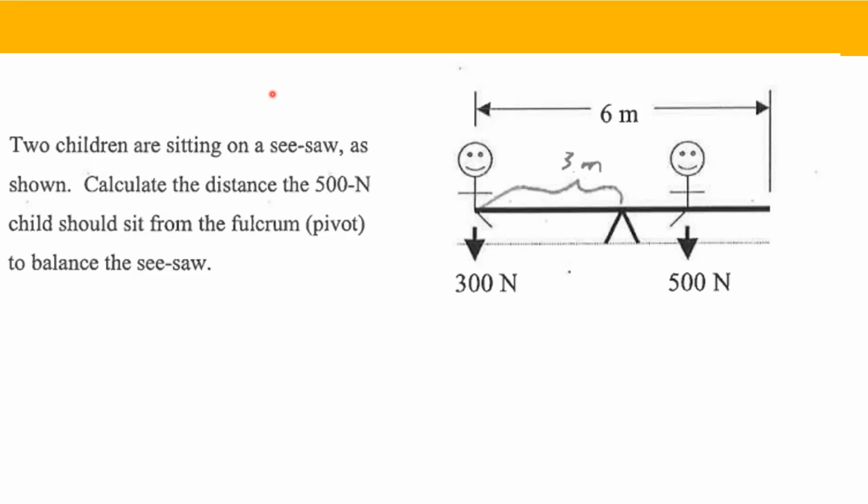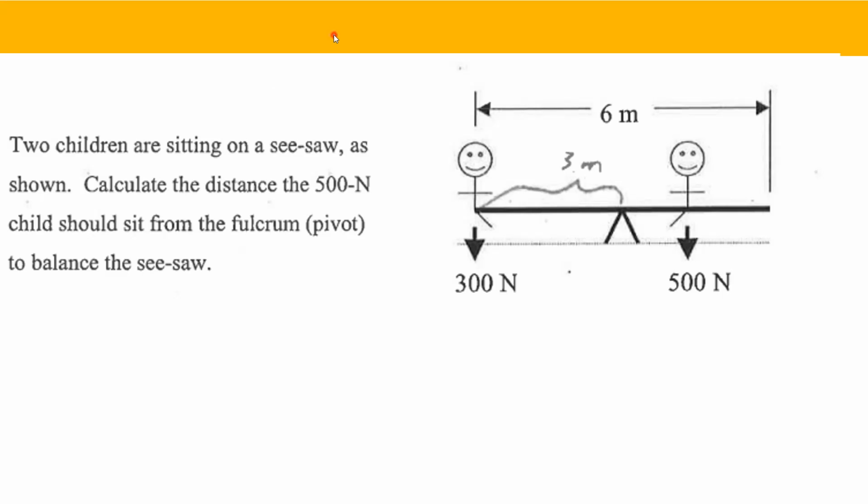the seesaw. So here now the distance from the first boy, 300, and for the second one, they are 500. They have 3 meters between the first boy up to the pivot point. I need now to find the distance from the second boy up to the pivot point in order to make them balanced.